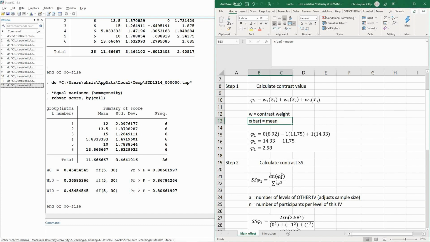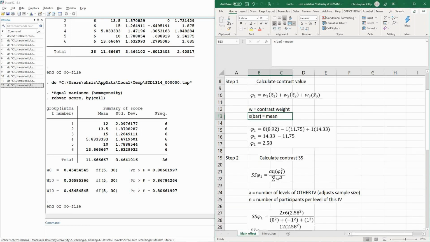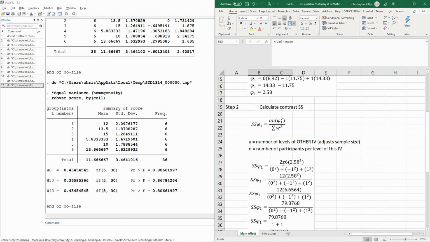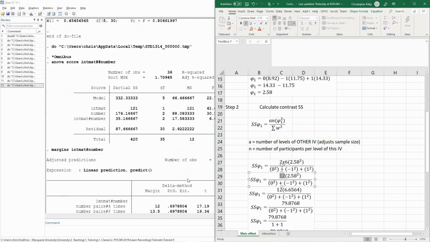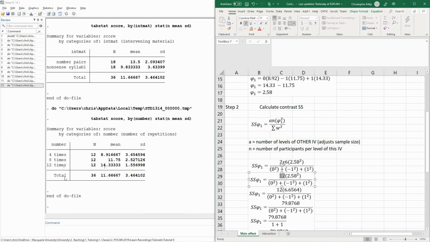So why am I going A times N? What's the point of this? Well, if I go down here, A is 2 and N is 6, and 2 times 6 would give me 12. Now, if I look at how many people were in each of my repetition groups, I can see it's 12. So by multiplying my number of people per cell by the number of levels of my other IV, I'm actually just recreating the number of participants per level of just this IV that I'm interested in. So that's all this is.